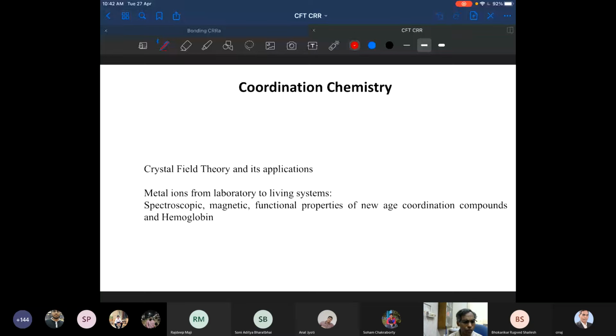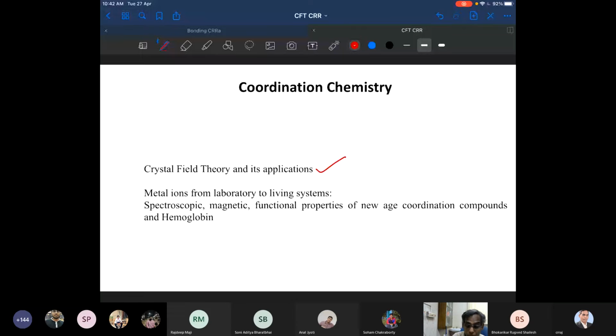Who comes to your mind when you talk about coordination chemistry? Any scientist name? Werner. Yes. What did he do? You should have heard about this primary valency and secondary valency. Do you remember? Yes, sir. He gave those concepts, right. We will not be studying all the details, that's very fundamental.